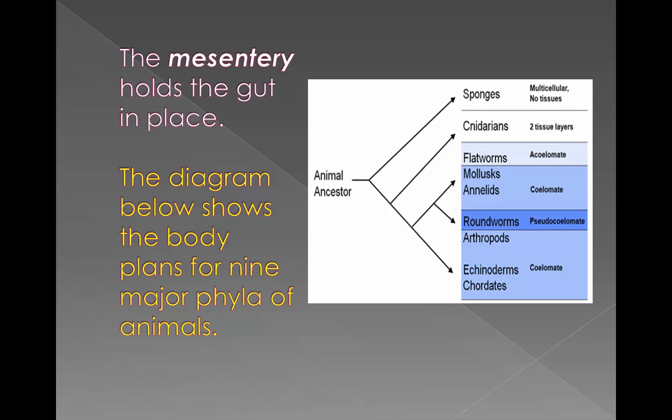Now, mesentery is the tissue that holds the gut in place. And so this is showing the body plans for the major phyla. Sponges are multicellular, they don't have any tissues. Cnidarians have two tissue layers. Flatworms don't have a body cavity, they're acoelomate. But the mollusks and the annelids, they have a body cavity, they're coelomate, as are the echinoderms and chordates. And this body cavity is lined with the mesoderm completely. Roundworms are pseudocoelomate, and pseudo means false. And we'll talk about those a little bit more later.